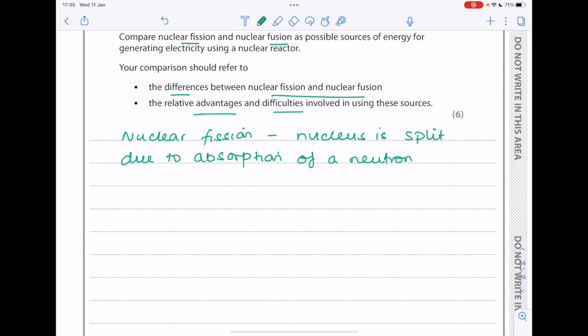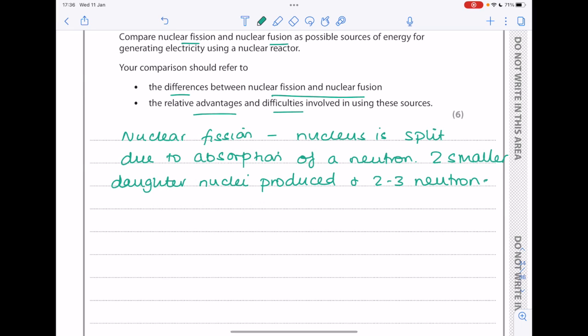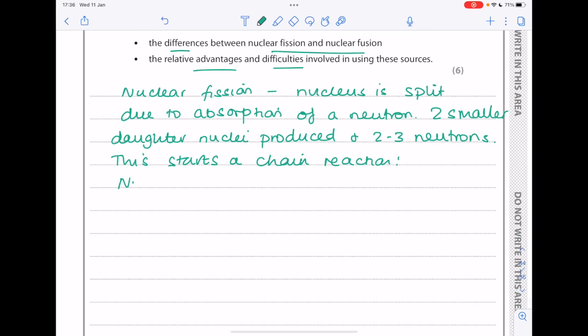What do you produce? Well, two smaller daughter nuclei, as well as 2 to 3 neutrons, which go off and hit other uranium nuclei. And then this starts a chain reaction. Nuclear fusion is when two light nuclei are joined. There's a release of energy and a loss of mass.